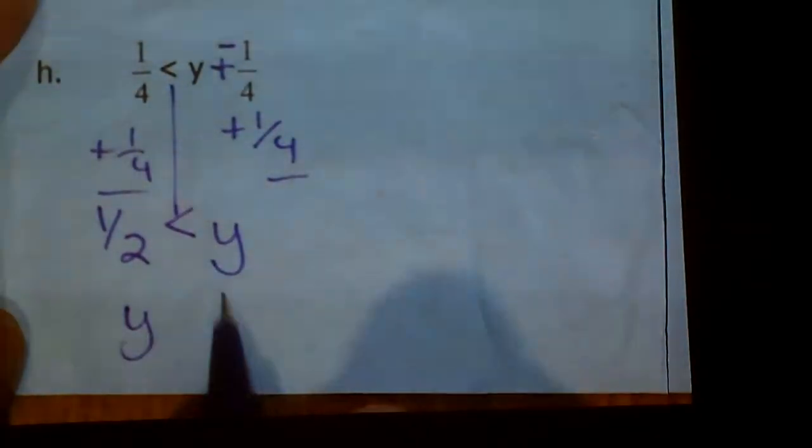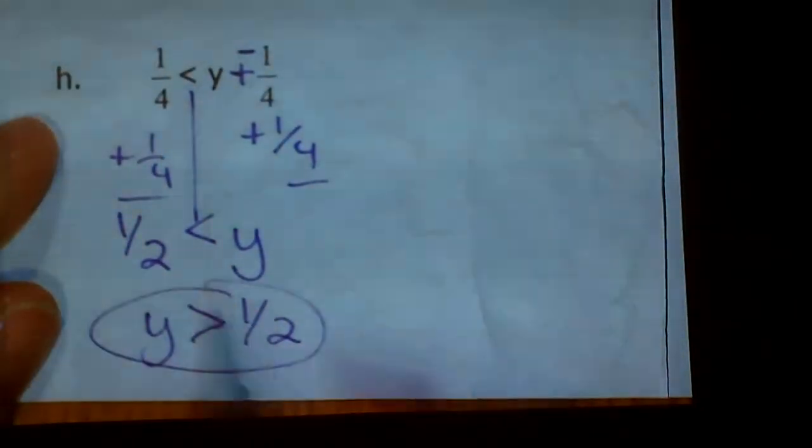So that means I have my y here. 1/4 plus 1/4 is 2/4, right? And 2/4 we know simplifies to 1/2. And I'm going to drop down my symbol. Again, whenever I see the variable on the right-hand side, I just want it on the left. It makes it so much easier. So if it's opened up like it's going to eat the y, I want it opened up like it's going to eat the y. So y is greater than 1/2.